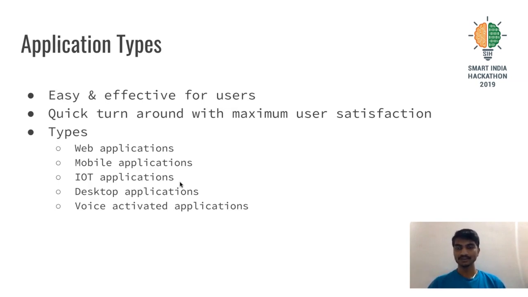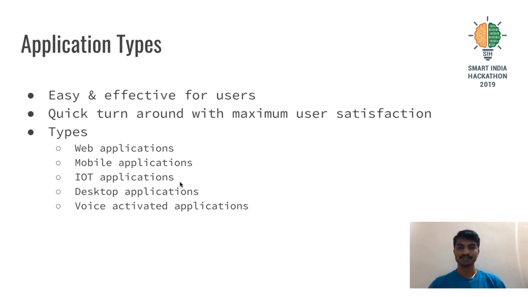We need to decide what kind of application we are going to create at first, so that it will be easy for us to plan the things accordingly. Based on our analysis, we need to put our considerations, user journeys, requirements, everything, and decide what kind of application we are going to create, because a lot of kinds of applications are available in the industry now, starting from web, mobile, IoT, desktop, and voice activated applications.